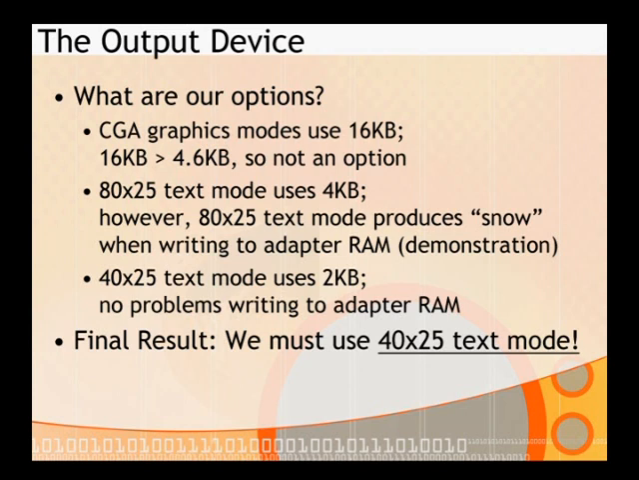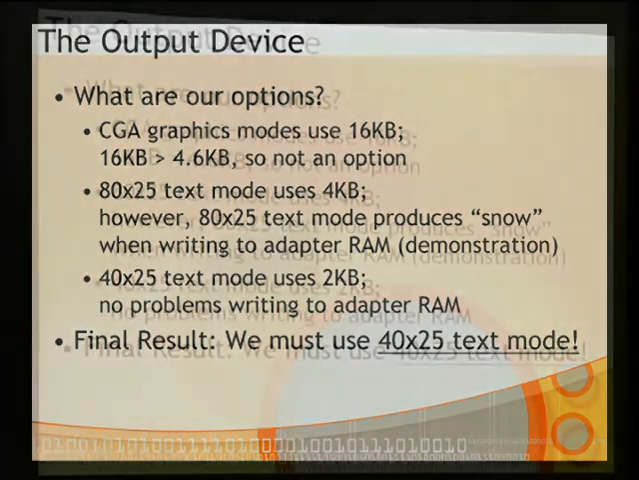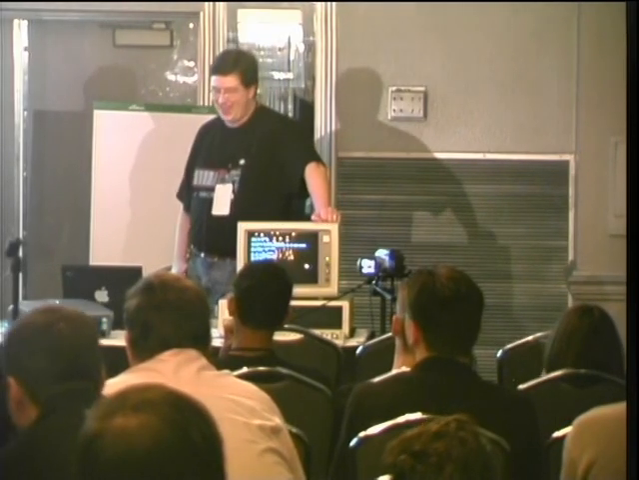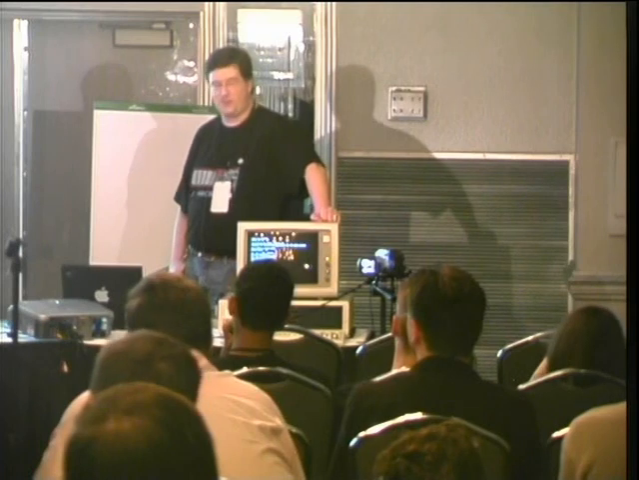When you write direct, the memory in CGA is not dual ported. So when you try to write directly to screen RAM, I don't know if you can see it. See how there's snow? There's all this flashing snow on the screen whenever the screen's updating. You can't use that. The video would be unwatchable. So we have only one mode left, and that's 40 by 25 text mode. So that's our final result.